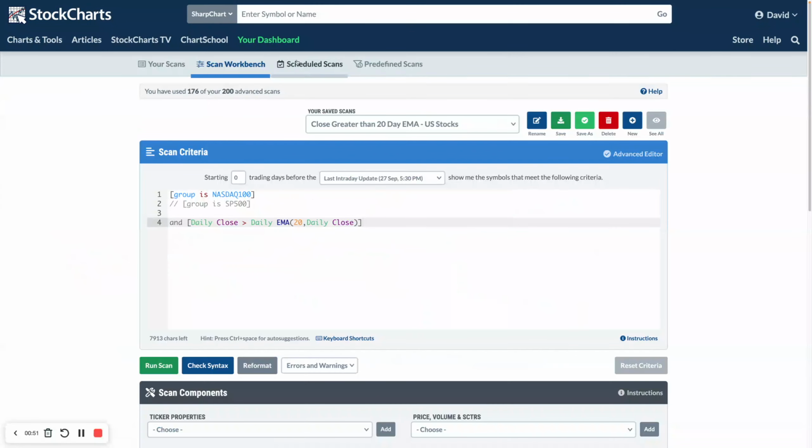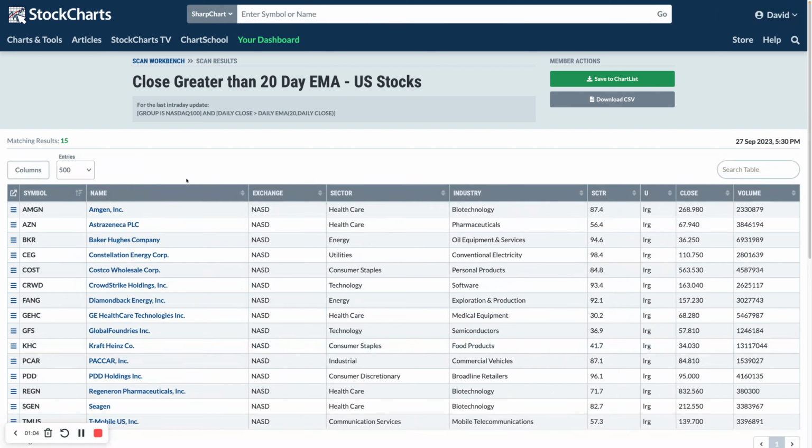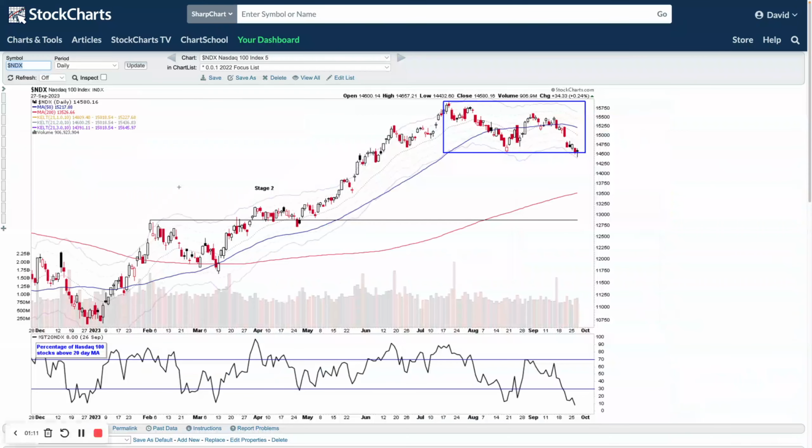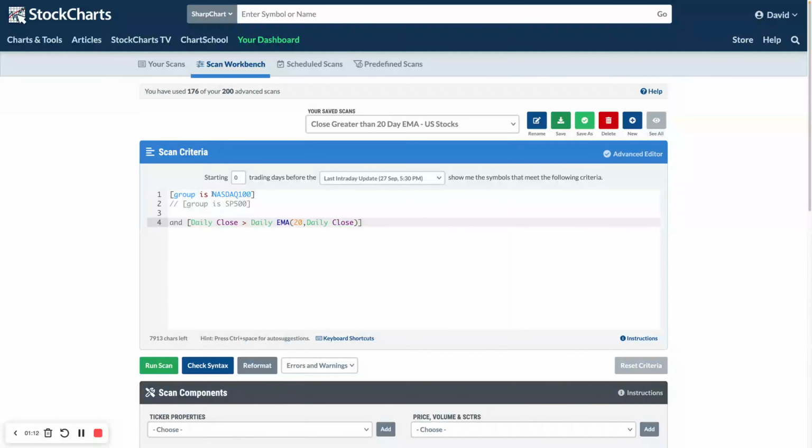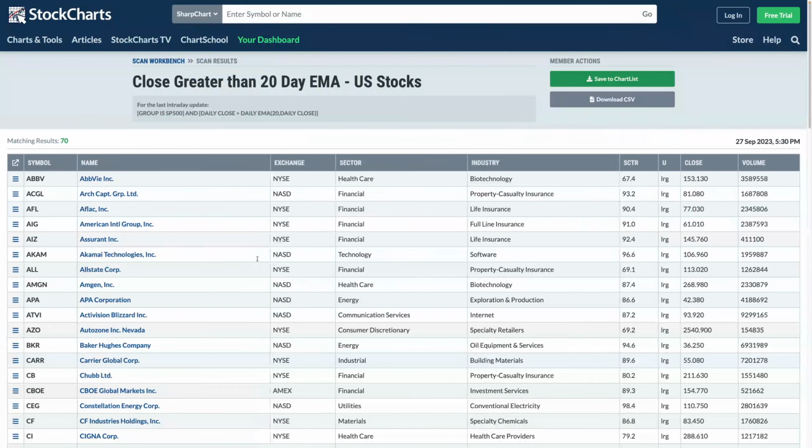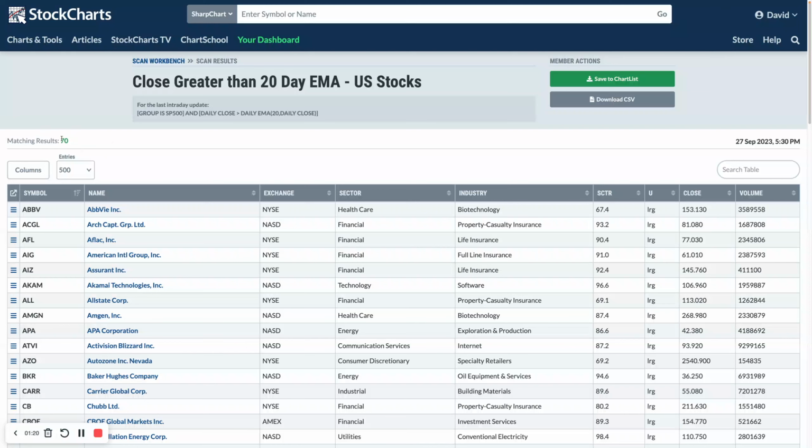If I quickly go through to the scan workbench in StockCharts, by naming the group Nasdaq 100 and then doing the daily close above the daily EMA 20, you can run that scan and it will give you the results. So there's only 15, it's jumped up to 15% here, as we can see. You could do the same for the S&P 500. You can uncomment that and use the same code and run that. And the S&P 500 is at 70, which is 14% off the top of my head.